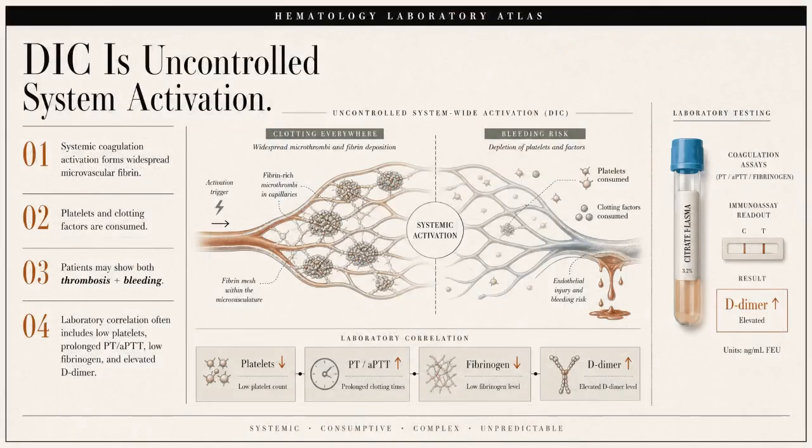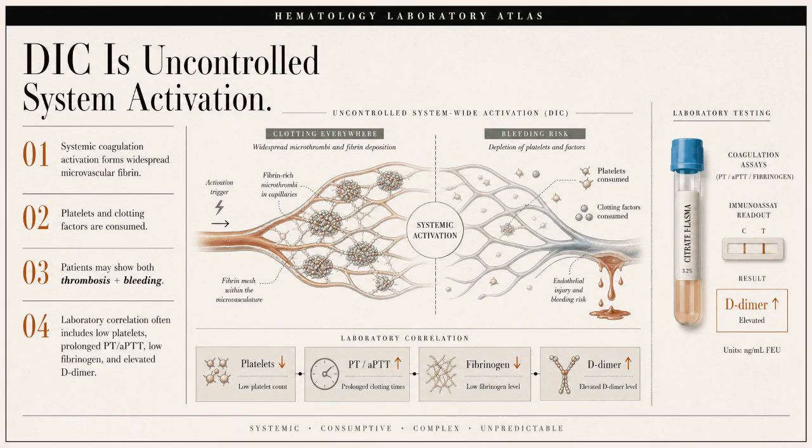We've explored individual components of hemostasis, but now let's look at a condition where the entire system becomes dysregulated, disseminated intravascular coagulation, or DIC. DIC isn't a disease itself. It's a complication of severe underlying illnesses like sepsis or trauma. In DIC, coagulation activates throughout the body, consuming platelets and factors, and forming fibrin in the microvasculature. This leads to a dangerous paradox. Patients can bleed and clot at the same time.